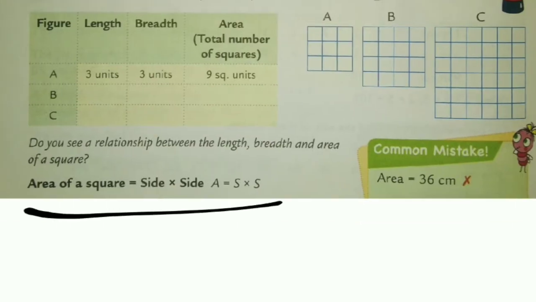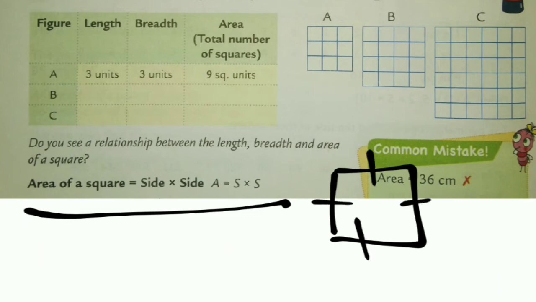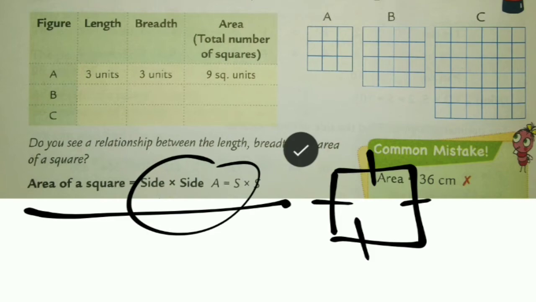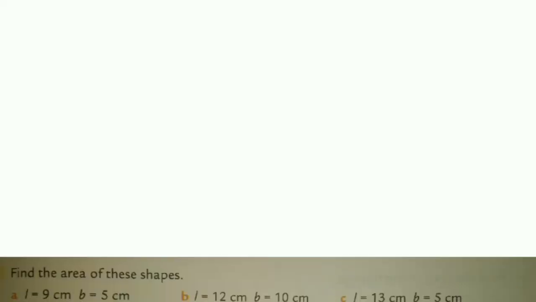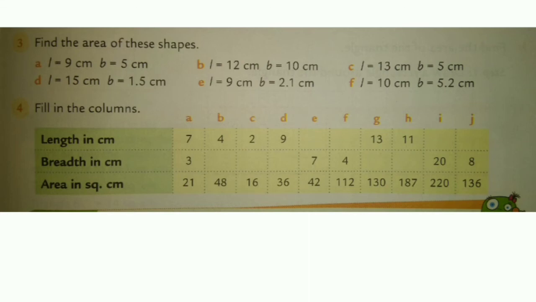One is area of a square. Area of a square is side into side. So why? Because in a square all four sides are equal. So we can use this formula, side into side. See, find the area of these shapes.